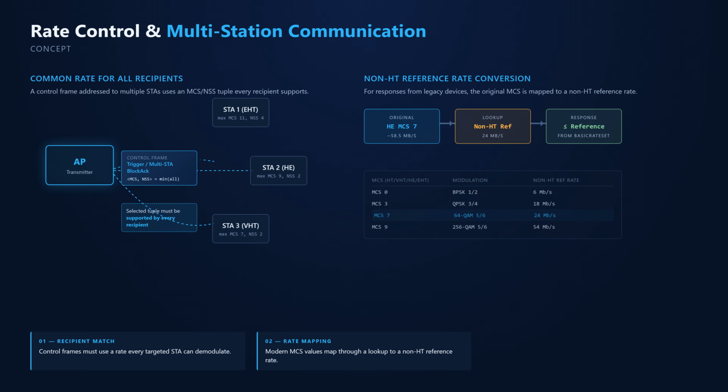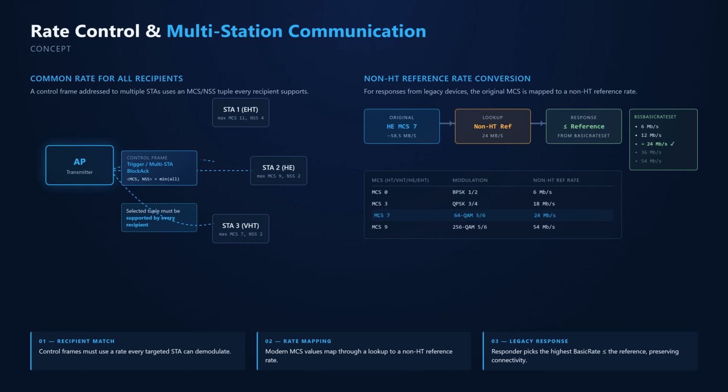When the older device receives this instruction, it looks at its own available speeds and selects the highest possible rate that is still less than or equal to that reference rate. This ensures that the responding device can communicate back reliably using the speeds it was built to handle, keeping the entire network synchronized regardless of how much technology has evolved between the different stations.